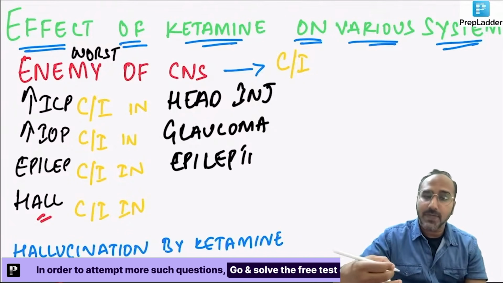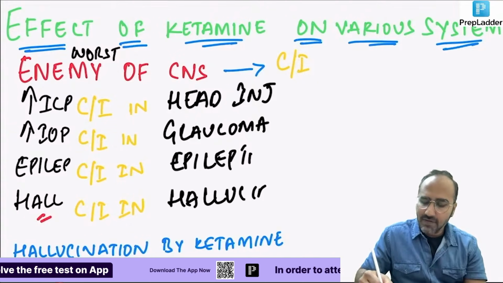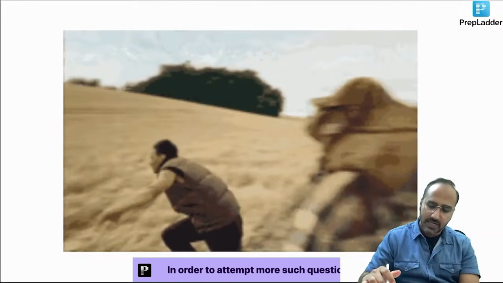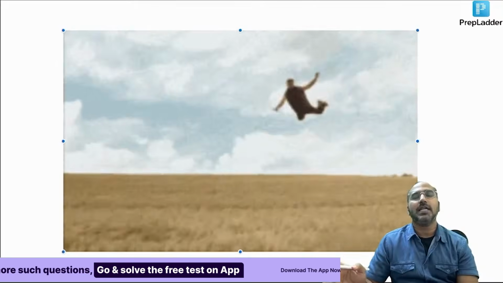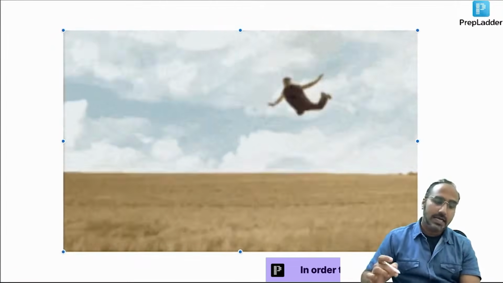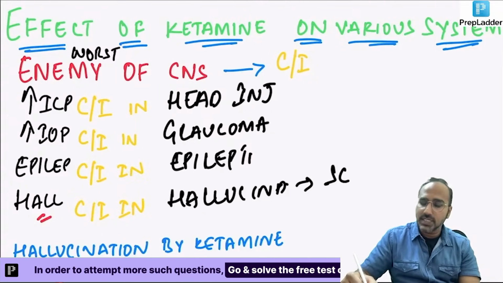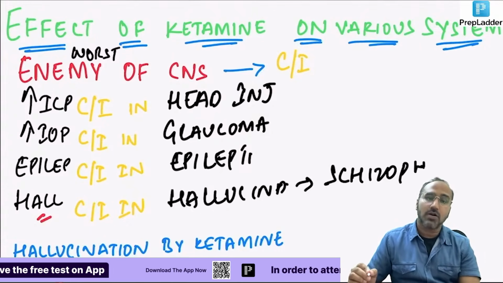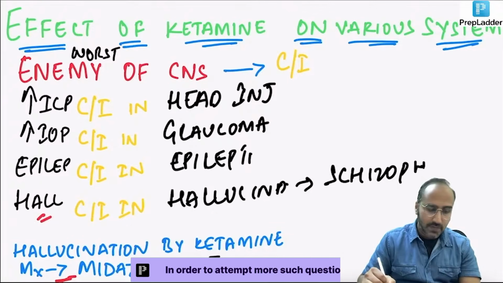Ketamine, as we give to the patient, will cause hallucinations. After recovering from the effect of ketamine, patient will tell, doctor, I was flying. Doctor, I was in some other world. So ketamine, as it causes hallucination, will be contraindicated in schizophrenia. If at all hallucinations are caused by ketamine, then the best management that could be given is what guys? You can give the patient midazolam.